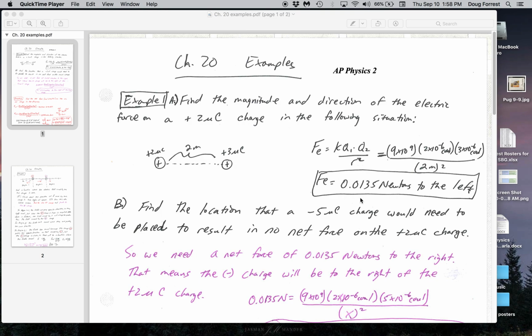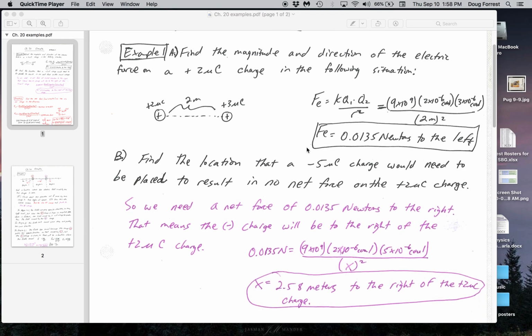So this is going to be 0.0135 newtons. Now you might say, well, how do I get the direction? Well, you could put positives in here and realize that a positive answer for the force is going to be a repulsion, and a negative answer for the force, if you have a positive times a negative, would be an attraction. I don't do that. I just use the absolute values of these, and I look at the scenario to figure out that these are going to be repelled from each other, and therefore this charge will have a force to the left, this charge would have a force to the right.